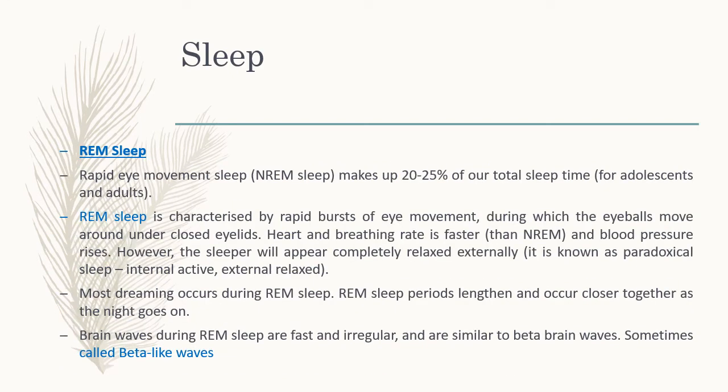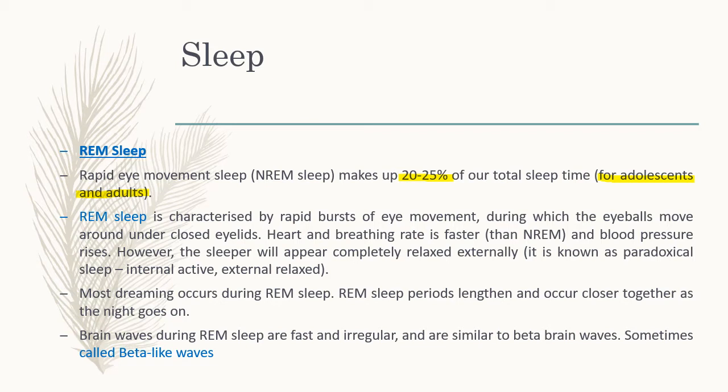REM sleep, which is rapid eye movement sleep, makes up 20 to 25% of our total sleep. Remember, if it's a percentage, it has to equal 100. I don't know how many times I've got to tell people that. This is for adolescents and adults. Once again, that is the most common question that's been asked. Not about babies or elderly. They're just usually the comparison.